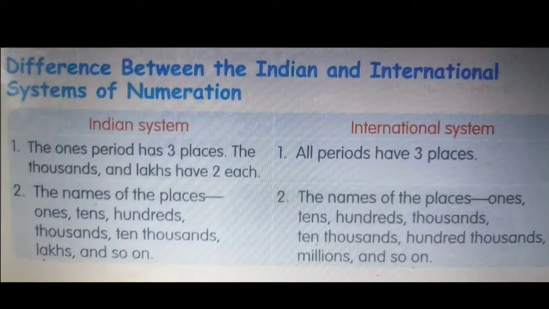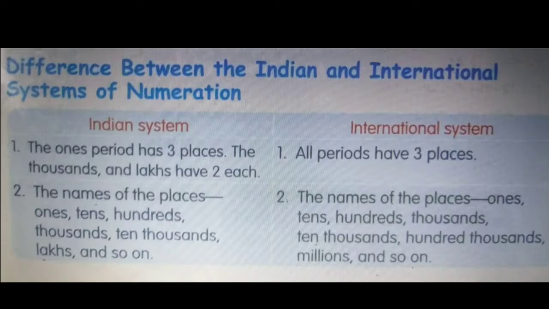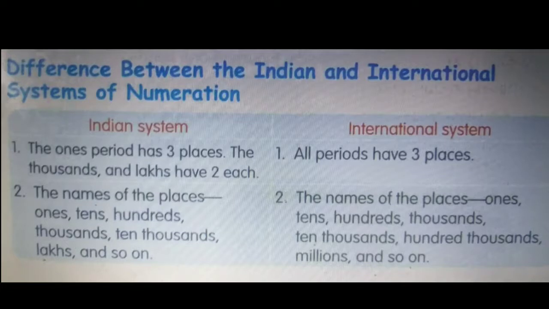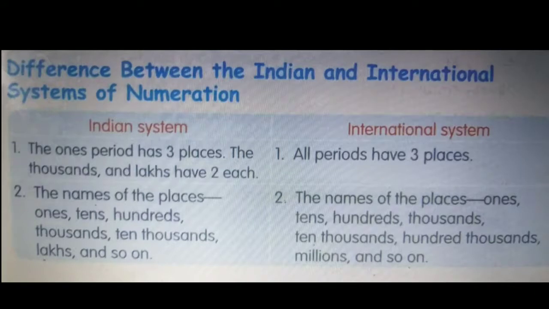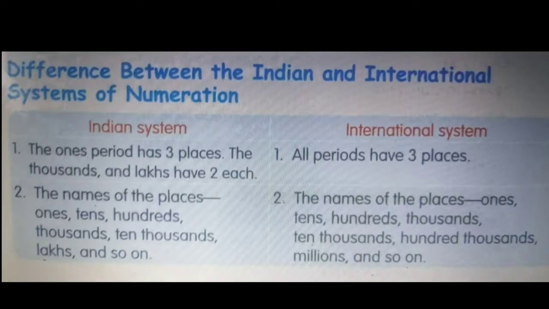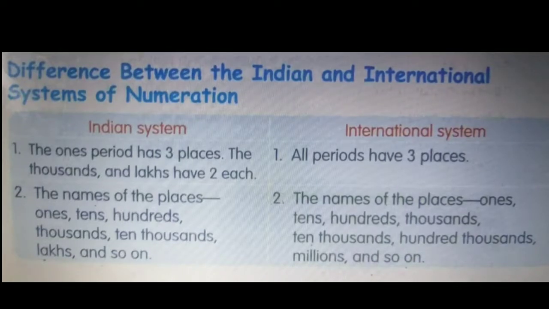So if we differentiate between the Indian system and the international system, we find that the ones period has 3 places, the thousand and lakh periods have 2 each, whereas in the international system all periods have 3 places. The names of the places are ones, tens, hundreds, thousands, 10,000s, lakhs and so on, whereas the names of places in the international system are ones, tens, hundreds, thousands, 10,000s, 100,000s, millions and so on. But now the question arises: how can you read?